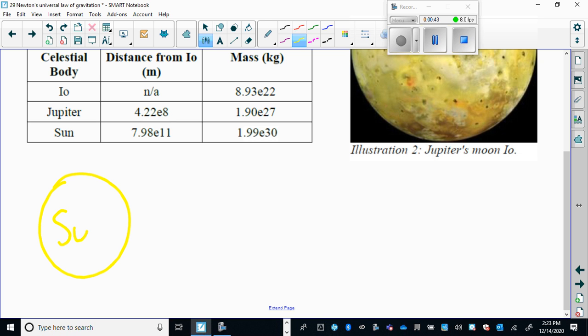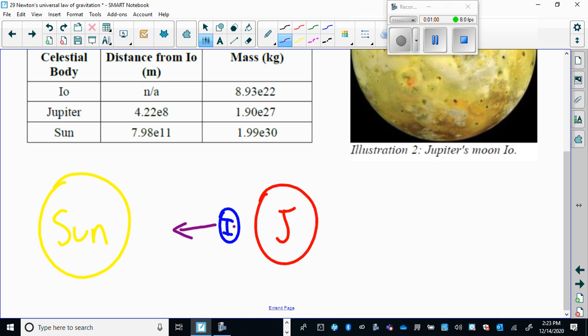here's the sun. Here is Jupiter. Io must be here because they're pulling Io in opposite directions. So in other words, Io is getting pulled this way by the sun and this way by Jupiter. If we put Io on this side here, it would be getting pulled in the same direction by both the sun and Jupiter. So it must be in between them.